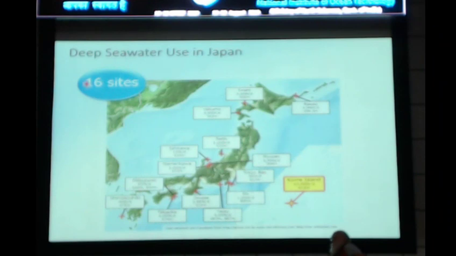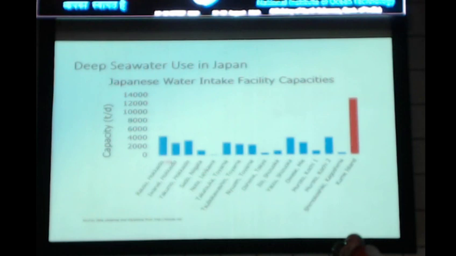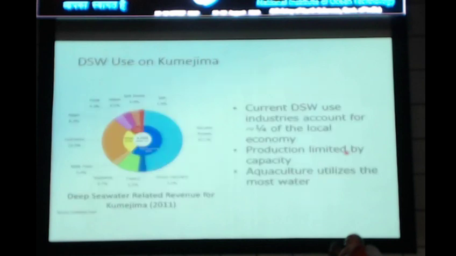So in Japan, 16 sites have already applied deep sea water intake tubes over the 20 years. So this is the deep sea water use capacity at all sites. Kumejima is the biggest, with 13,000 tons per day of desalination. So in Kumejima, deep sea water has been operating continuously for over 20 years.